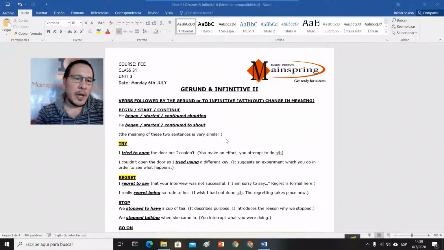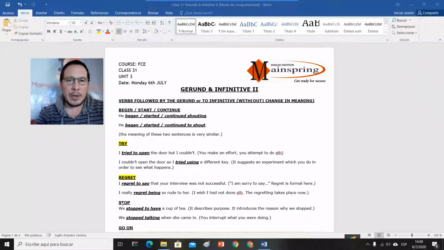Hello for certificate. This is class number 31, the second class dealing with gerunds and infinitives. In the first class, class number 30, we saw gerunds and infinitives, but how? First of all, what a gerund is, then which verbs are followed by gerunds or which words are followed by gerunds and which verbs are followed by the infinitive. We have already provided the lists and we have done a lot of practice regarding that.